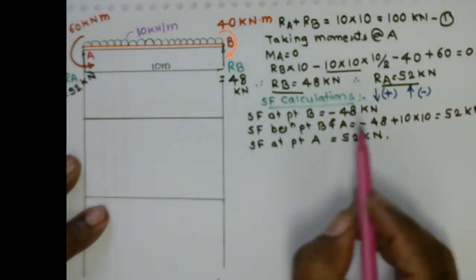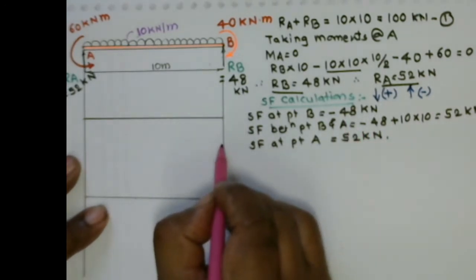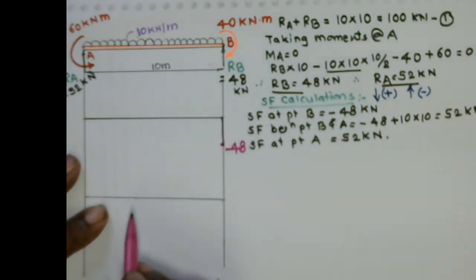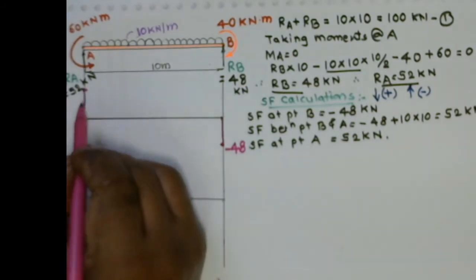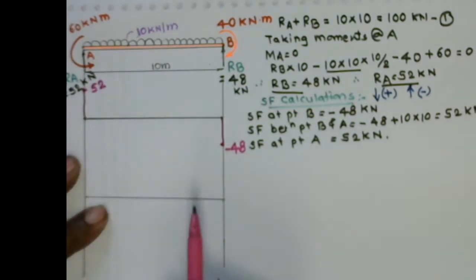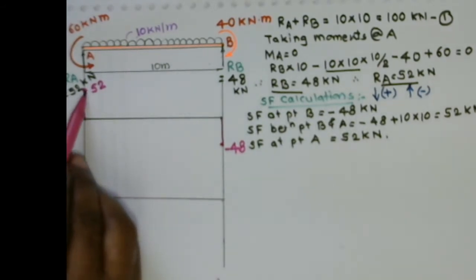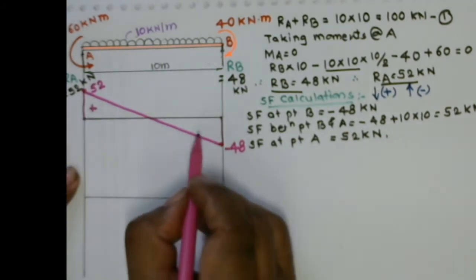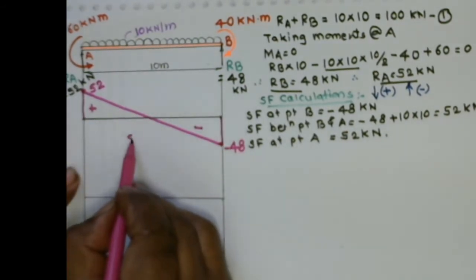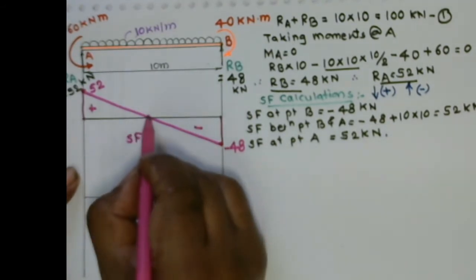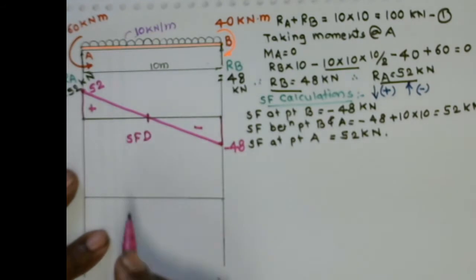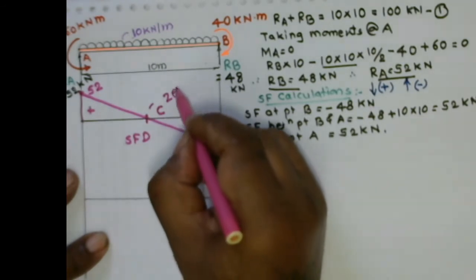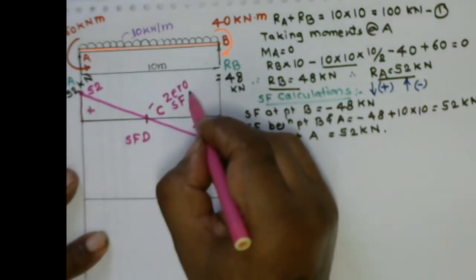Now as per this, one value is negative, minus 48 at point B, and at point A it is 52. UDL is acting, so we have to join by an inclined line. So here this is the positive diagram, and this the negative SFD. Now in this SFD, it crosses or interchanges its sign convention at point C, and this point is known as the zero shear force point.